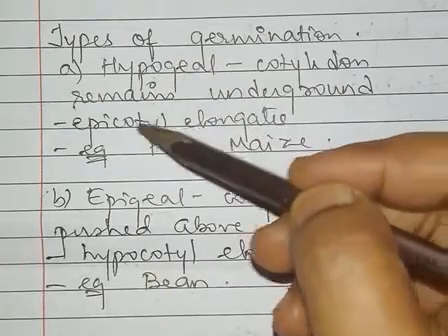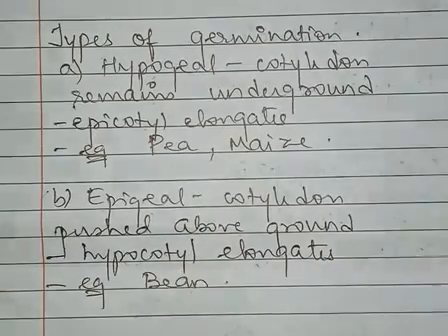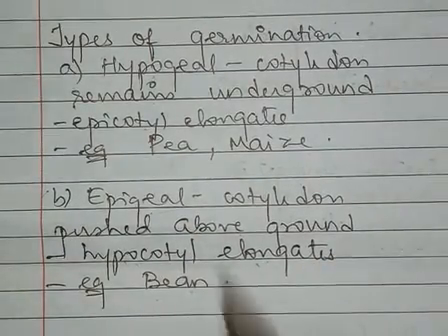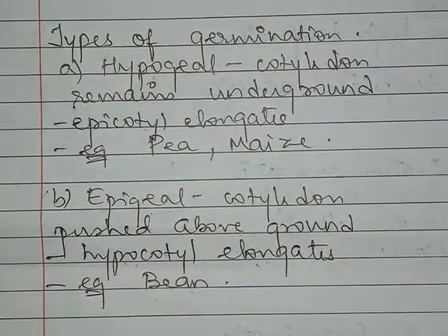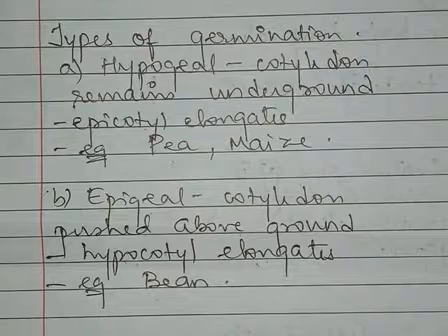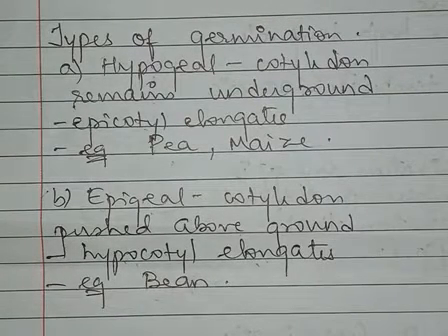In hypogeal germination, epicotyl elongates, in epigeal germination, hypocotyl elongates, and we have already seen the examples of both the types of germination, right? Understanding? So it is related to types of germination. Further, we need to study the germination in some common seeds. Okay, and one special type of germination also we will be studying, that is the viviparous germination, right?